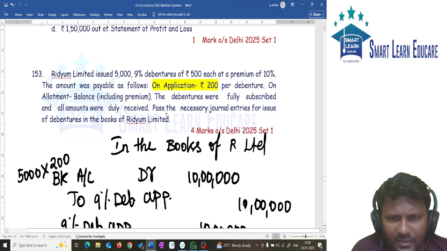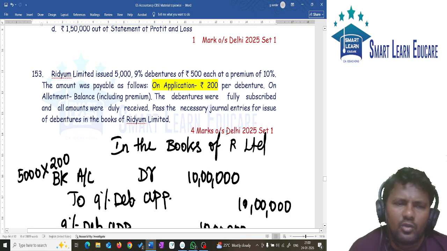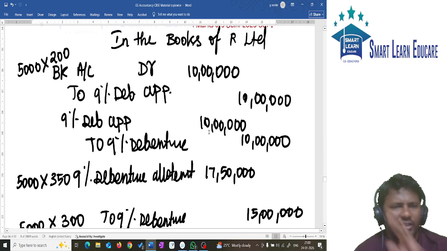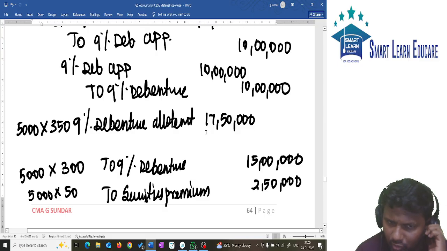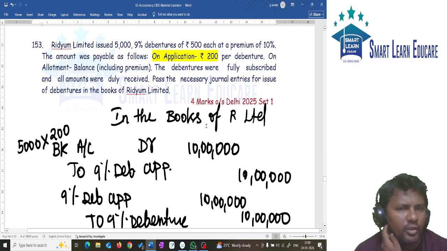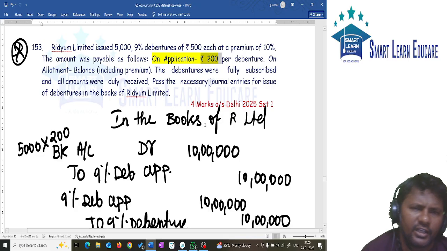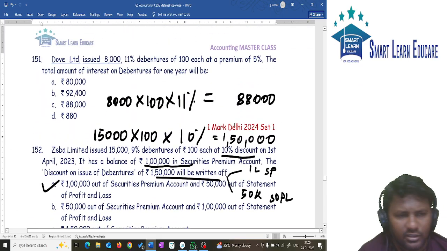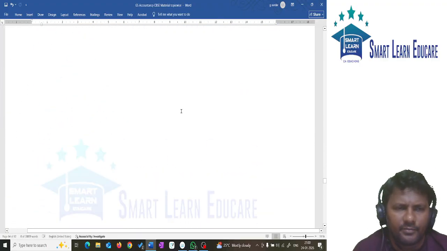So you don't pass any such entry. They are simply asking us to pass journal entries regarding the issue of debentures. The entries are: bank to debenture application, to debenture allotment account debit, to 9% debentures, also to securities premium. That's all. Mark this question as important. This type of question they can ask, and what we discussed earlier they can also ask. One more concept, next concept.